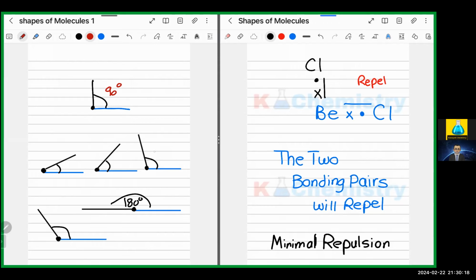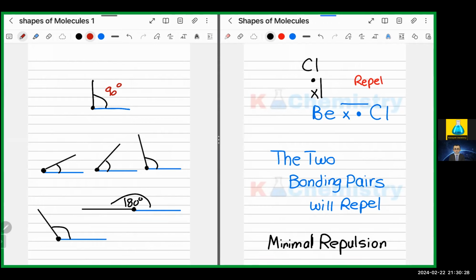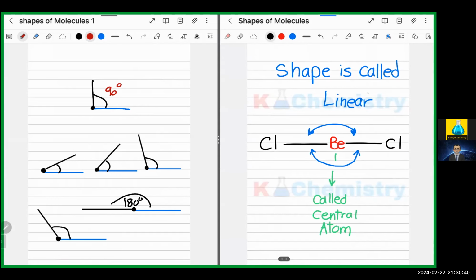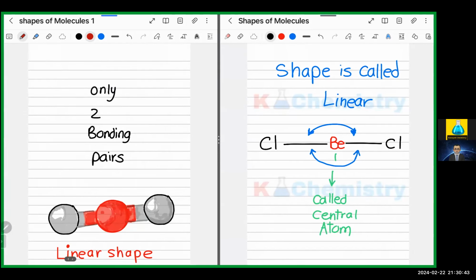So these are different angles that it can take, and apparently not all of them are okay. The only way that the repulsion will be minimized is if the angle is 180 degrees. So the angle between this bond pair and bond pair is 180 degrees, and we'll explain in the exam that this is the minimum repulsion possible. We call this shape the linear shape, and it's called linear because it has a straight line shape. I can see here the central atom of beryllium and 2 other atoms, chlorine atoms, around it.